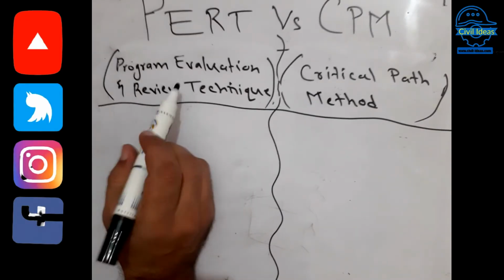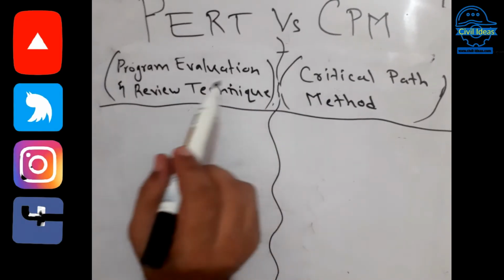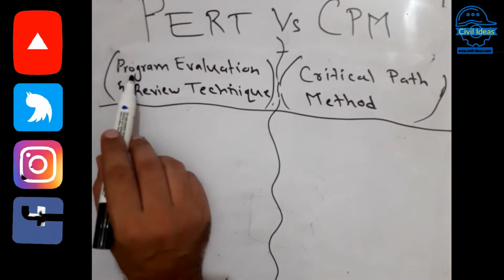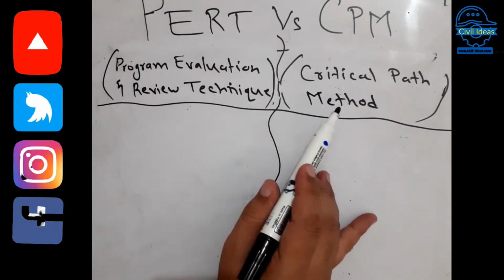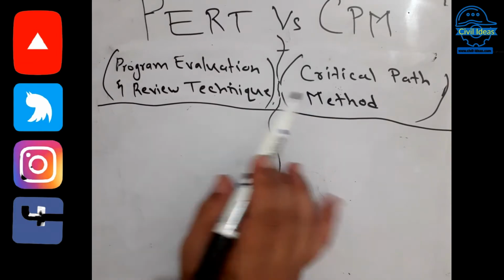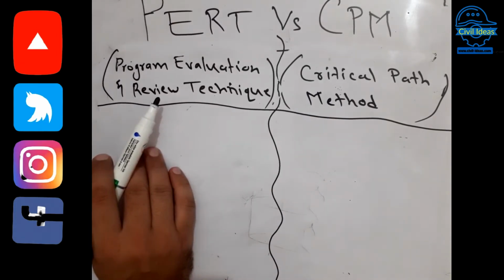So first, this is PERT and CPM. PERT stands for Program Evaluation and Review Technique, and CPM stands for Critical Path Method. Now these both methods are used in project management for scheduling and management of any project. It may be any construction project or any other project.